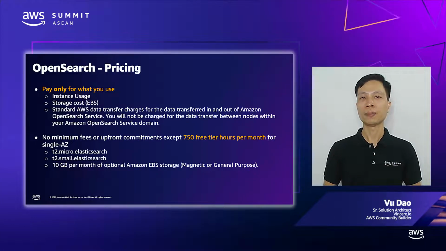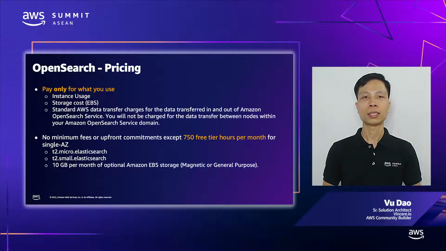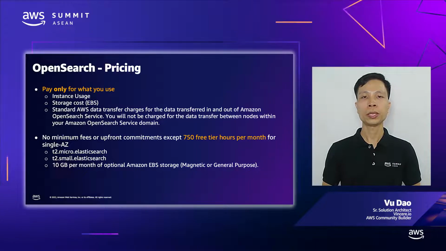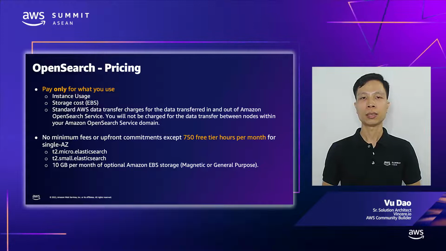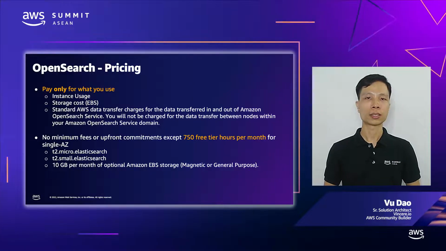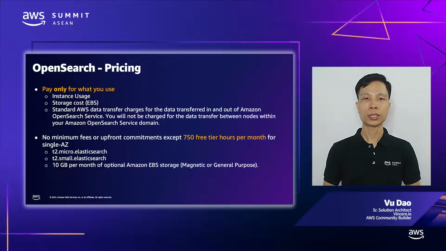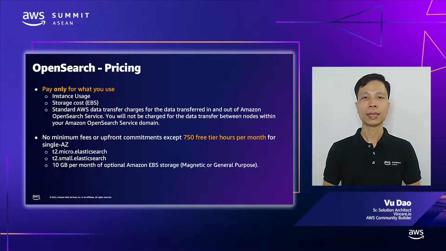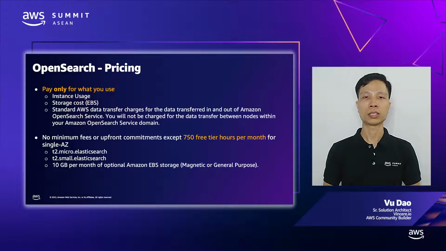Estimating pricing is important. A higher instance type and a bigger cluster size will ensure service performance and high availability. But what is the pricing like? Of course, we pay only for what we use: instance usage, storage cost, and data transfer in and out of Amazon OpenSearch Service.